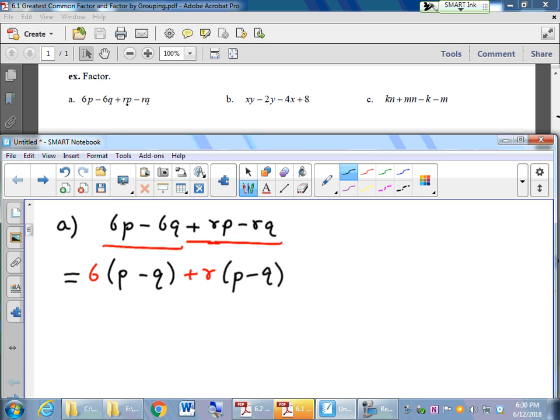Notice that if you group it correctly and factor out the greatest common factor correctly, then we will have this situation, which is a binomial common factor that we will be able to factor out. So now the next step, to get our final answer, we factor out the binomial common factor p minus q, and then the leftover will be 6 plus r. And this will be my complete factorization.